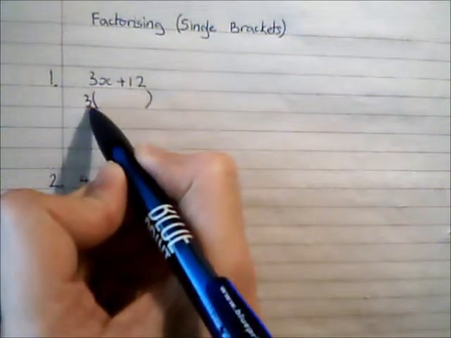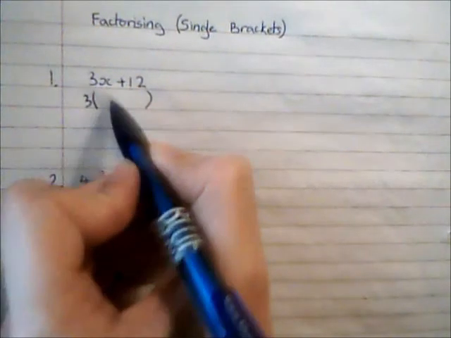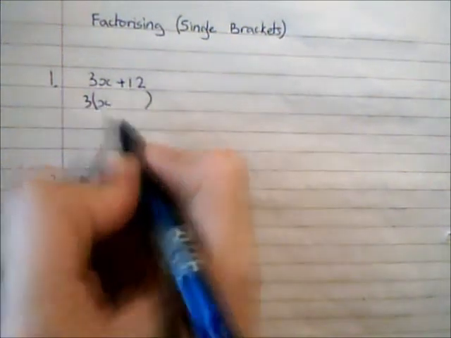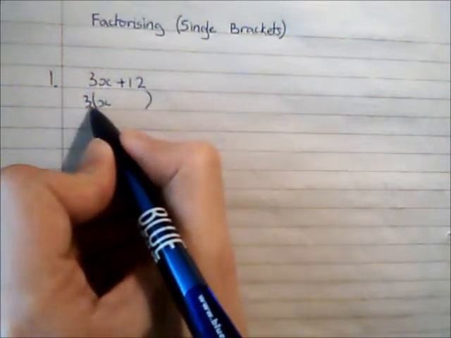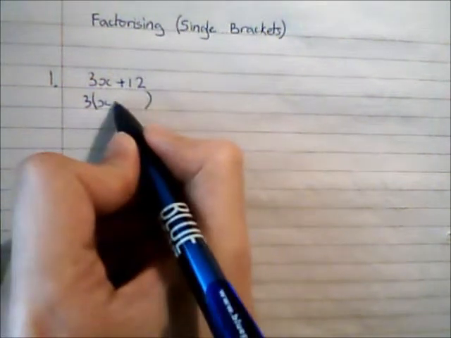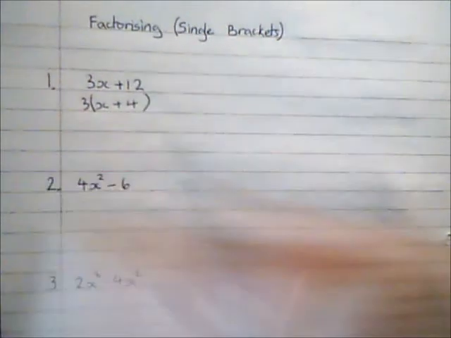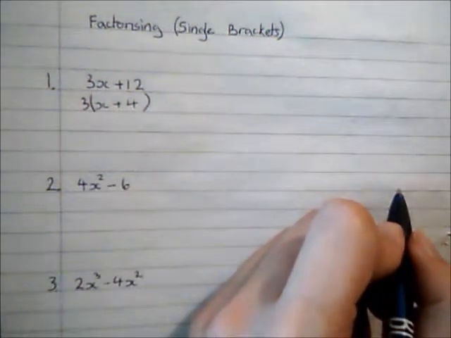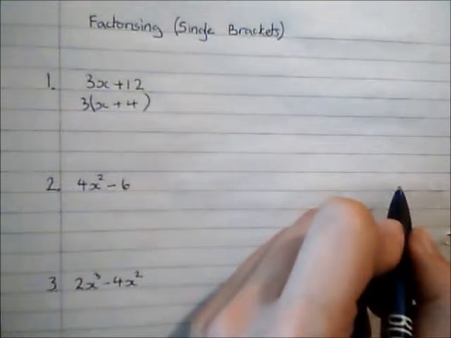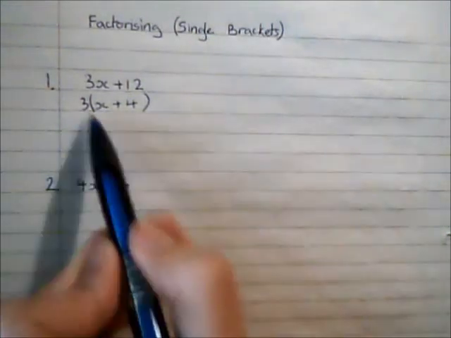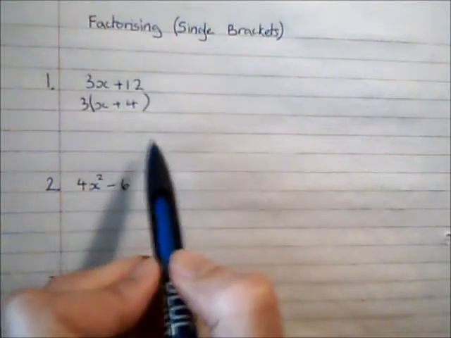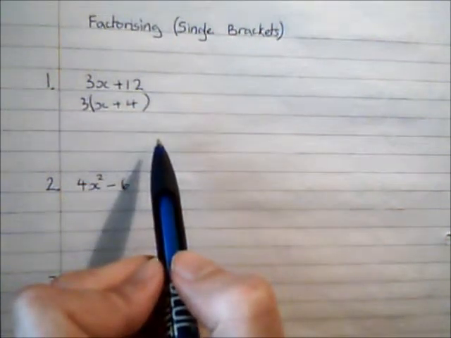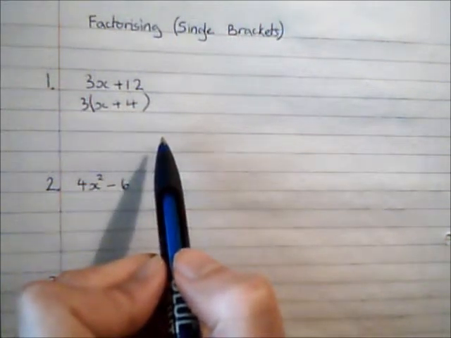So what must 3 be multiplied by to make 3x? Well, x. And what must 3 be multiplied by to make 12? 4. So that then gives me 3 and then in brackets x plus 4. And if you're ever not too sure if what you've done is correct, you can always expand the bracket and see if you get back to the original expression, because expanding the bracket is usually a little bit simpler than the factorising.